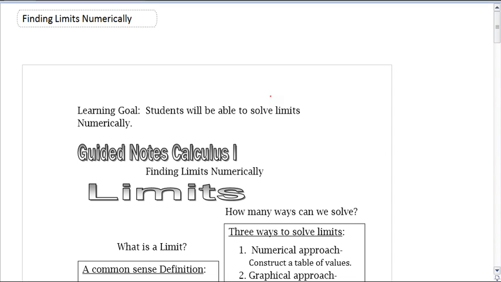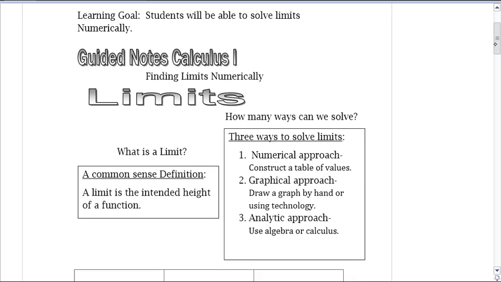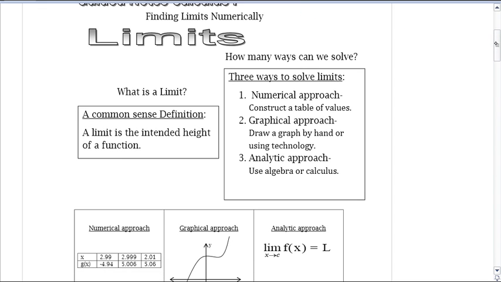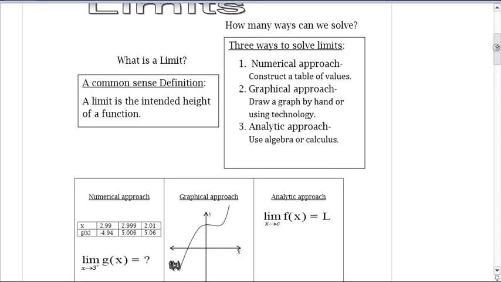Okay, in this video we're going to take a look at finding limits numerically. So let's go ahead and start. Students will be able to solve limits numerically. If you recall, what that means is basically with the table, a lot of times they provide it for you, or even sometimes you might have to plug in. So let's go over some just basic fundamentals.